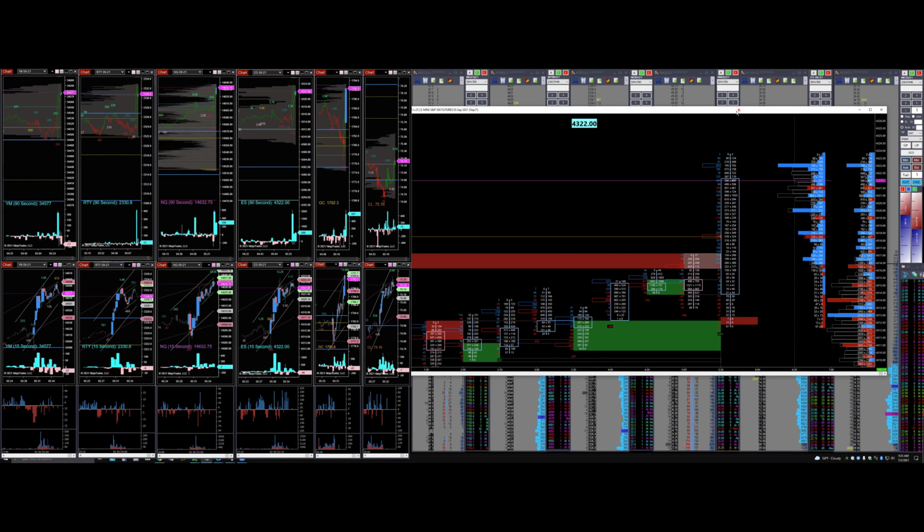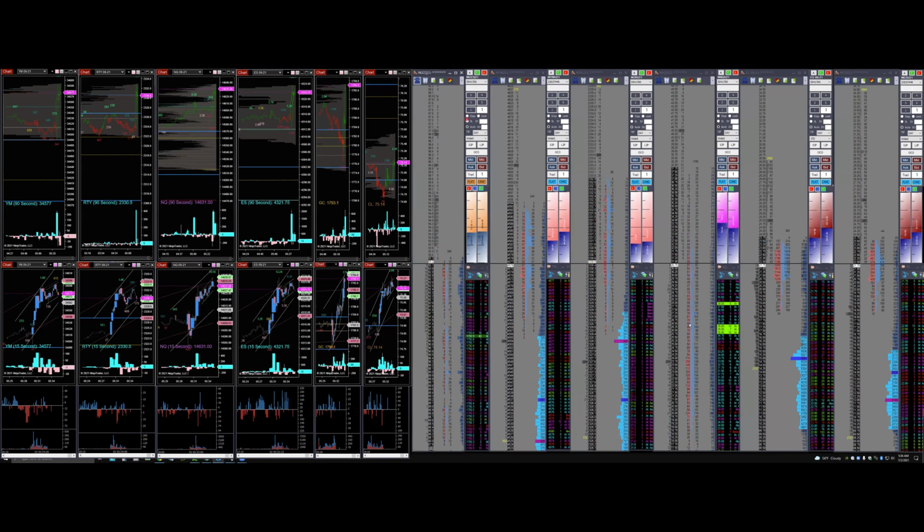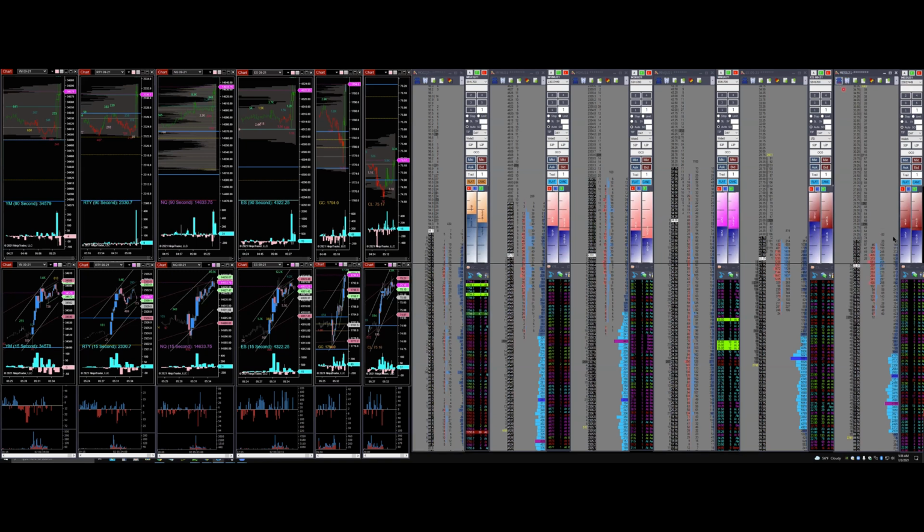If I wasn't teaching, I probably would have played that long, but that would have been too hard to explain and do at the same time. So now I'm just looking to see if it truly consolidates up here and presents a good short opportunity. We're right at the edge of the range. Yeah, you know what? I think it is doing that. So let's see if we can get a decent entry up here on a short.